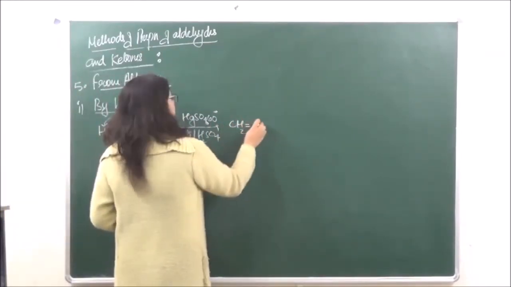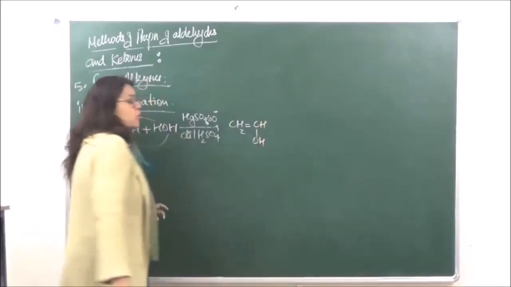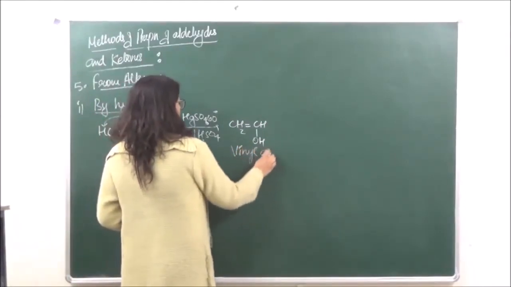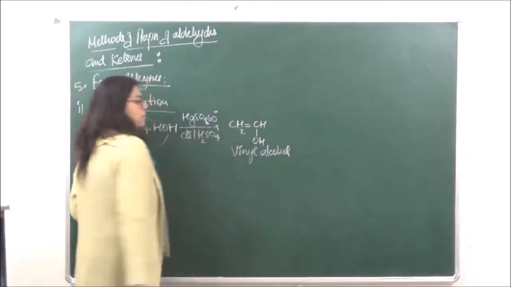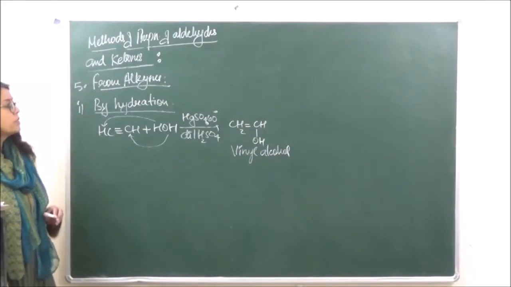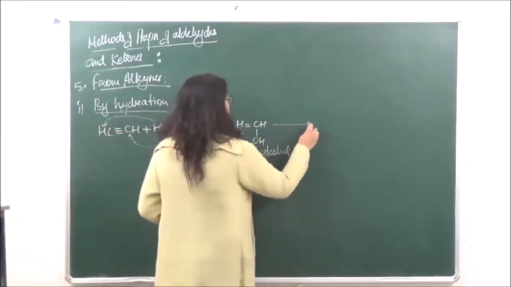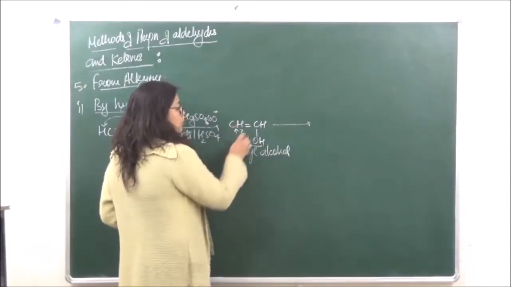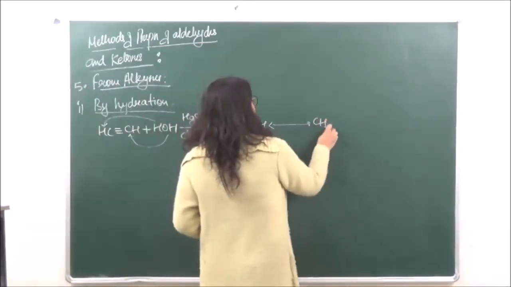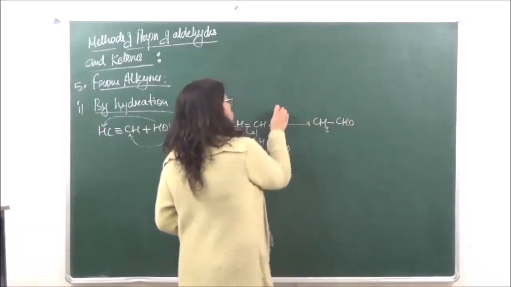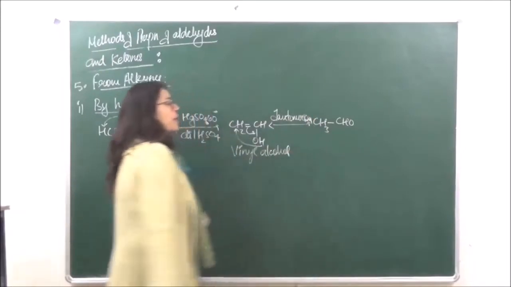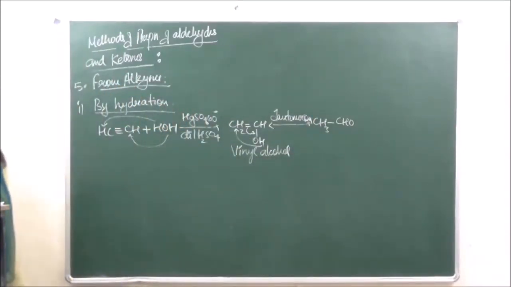which is CH2 double bond CHOH. This is known as vinyl alcohol. Okay? Now this vinyl alcohol is unstable, so it is going to tautomerize, when the hydrogen is going to shift over here and the double bond will shift in this case, such that we have over here CH3 CHO. It is going to tautomerize to a more stable aldehyde.